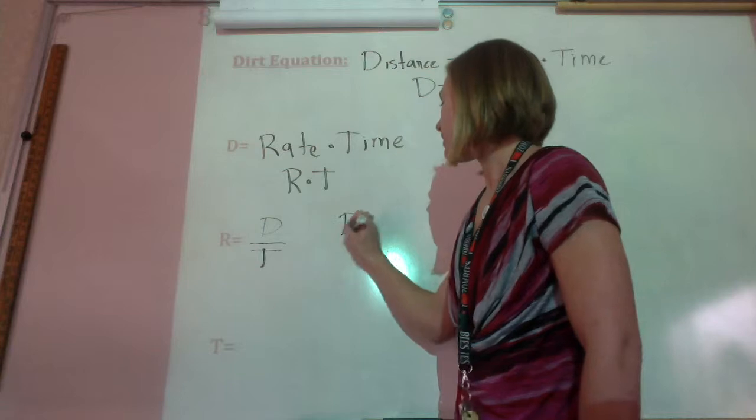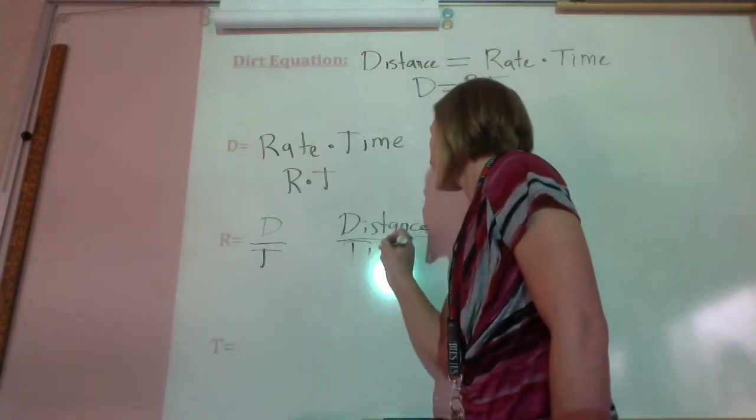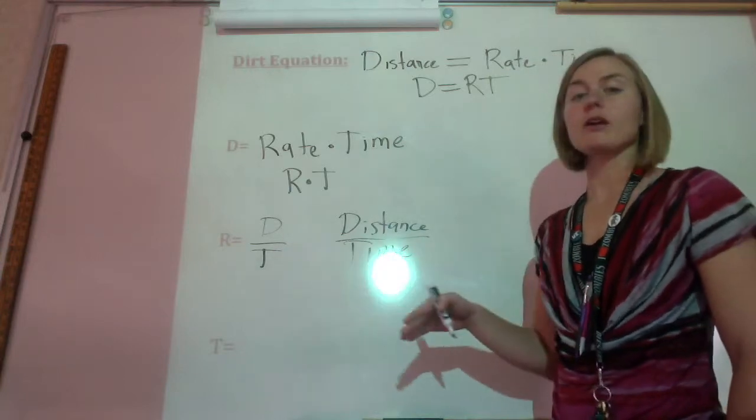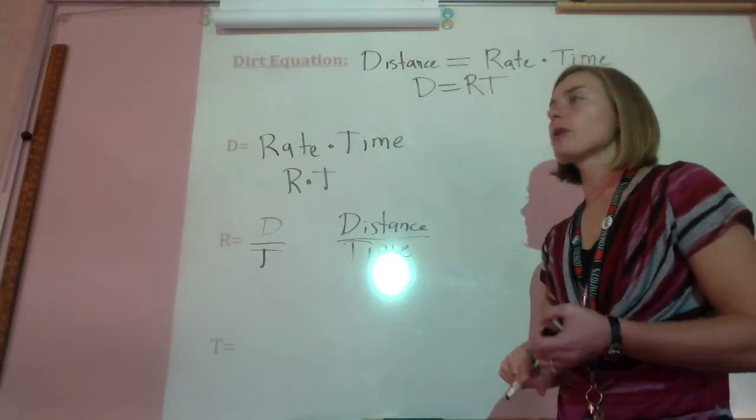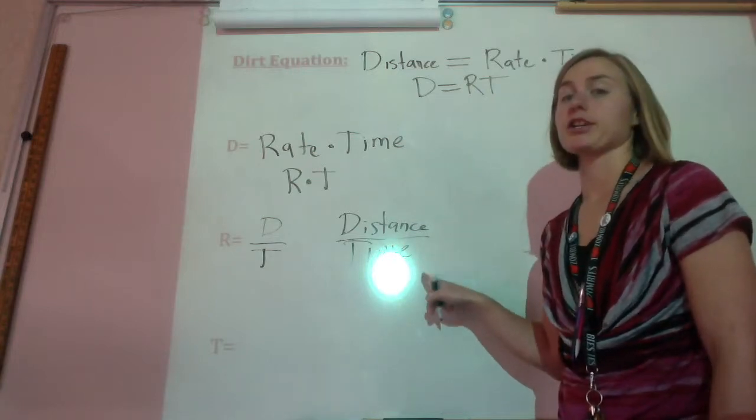So you need to take your distance, or how much you're completing in that amount of time, and divide it by your time. So anytime you need to find your rate, or your slope, or your speed, you're going to take your distance and divide it by your time.